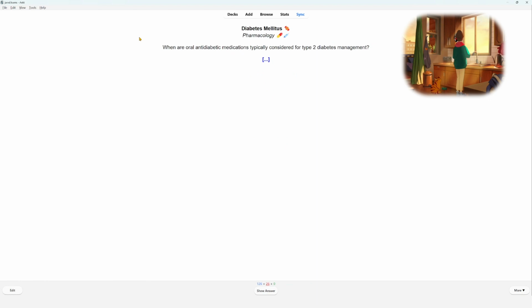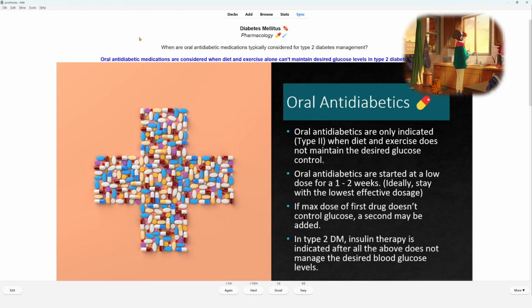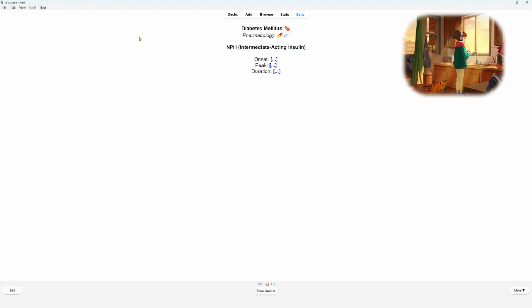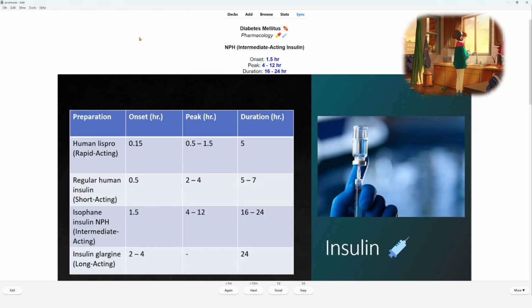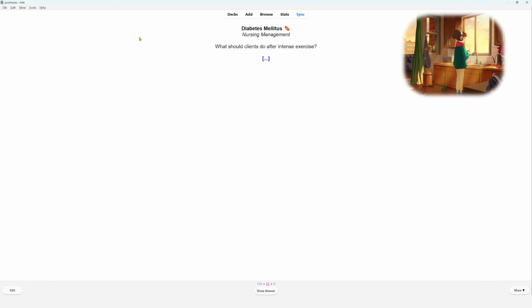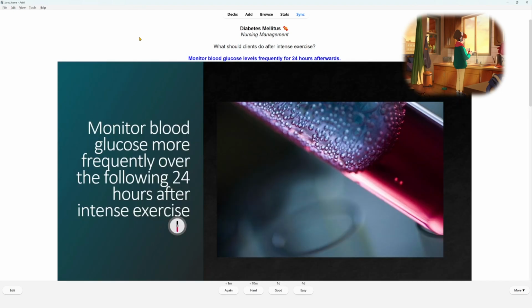When are the oral antidiabetics considered for type 2? When diet and exercise aren't effective. NPH 1.5, 4 to 1.5. Remember, 4 to 12, 16. Okay, I have to do that one again. What should clients do after intense exercise? You need to make sure they're monitoring their blood glucose frequently for 24 hours.